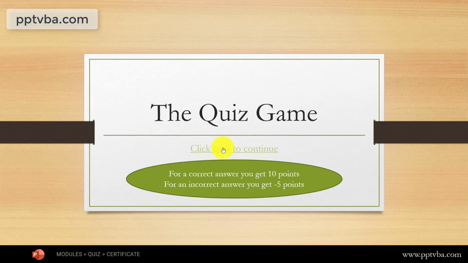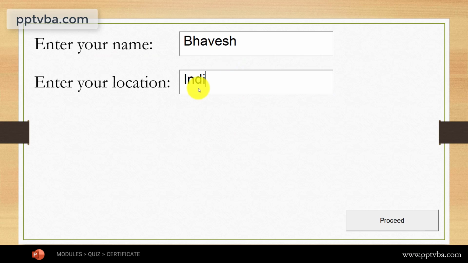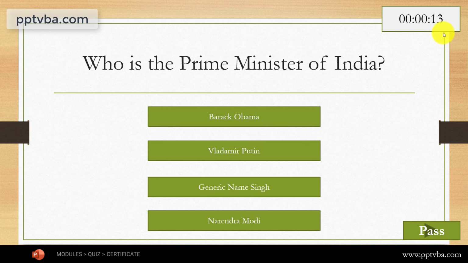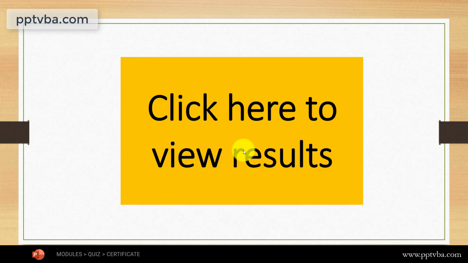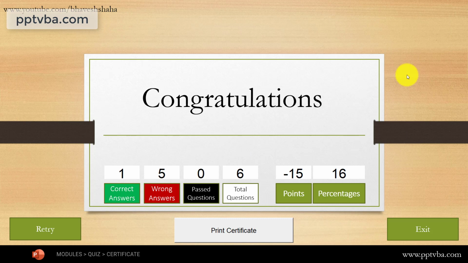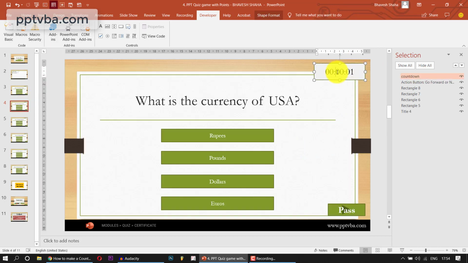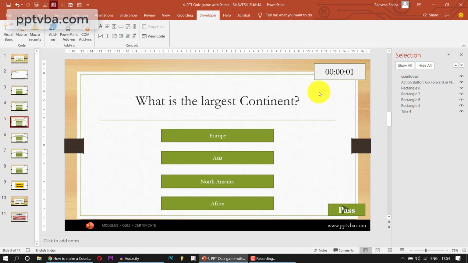Obviously it's going to work, but no issues. Enter your name, Bhavesh, location India. So let me just answer all the questions and get it over with. I have fast forwarded. Okay, let me complete the quiz game. I have completed. Now if I'm not redirected within the next 3 seconds, that means the code is working perfectly. And I have not been redirected so far. And the countdown is probably over, as you can see. So this is how we make a quiz game with time limit in PowerPoint.